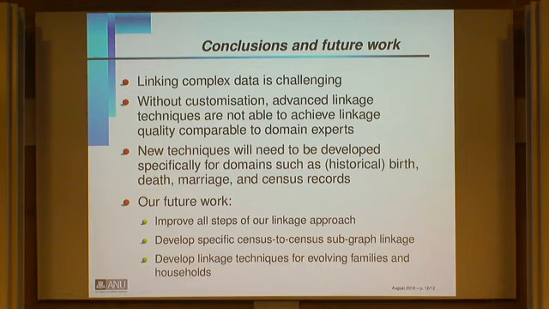The next step is that instead of looking at individuals, we're looking at triangles of people. So a baby and its parents will become the bride, the bride's mother and the bride's father, looking at them as an entity instead of having 3 people. So we want to improve all the steps of our linkage approach.